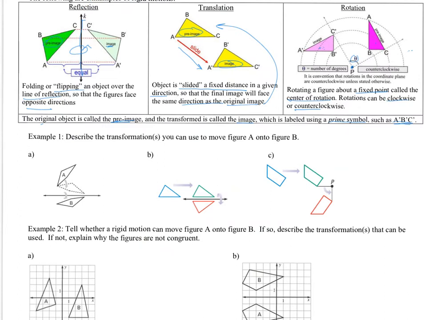Example 1. Describe the transformation or transformations you can use to move figure A onto figure B. For the first example here, figure A is the original image, and it's being rotated a certain degree, and then reflected about a line of reflection. So this is the line of reflection. We can first write rotation, so this part's the rotation, and then reflection.